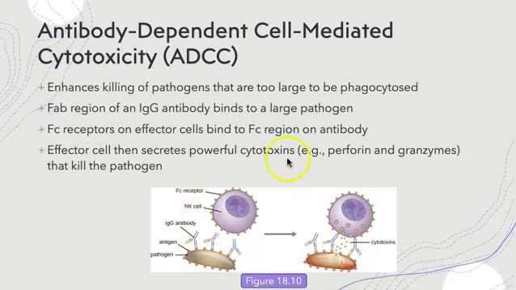And then we see that the constant region, or the Fc region rather, is going to attach to our NK cell, or like we said, a macrophage or eosinophil, and then it's going to allow it to release these powerful cytotoxins such as perforin and granzymes that we've talked about, released from NK cells before, that kill the pathogen.